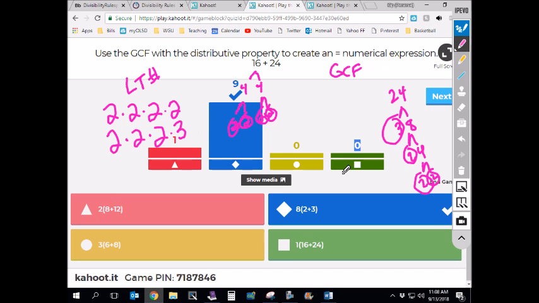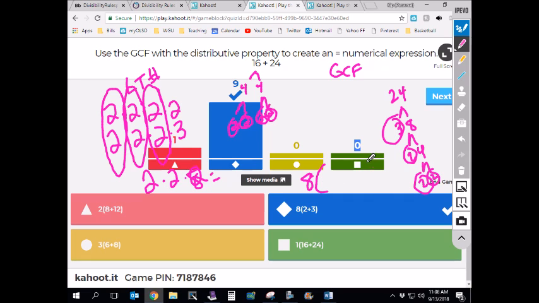And then what do I look for here? Yep. Bell. We look for the CFs. We've got to look for all the CFs. And if you have multiple CFs, what do you do with them? What do you do? Yep. You multiply them. So 2 times 2 times 2 is 8.